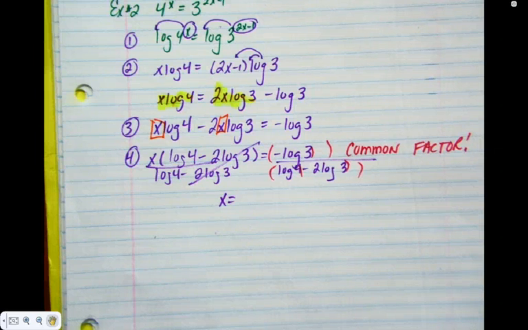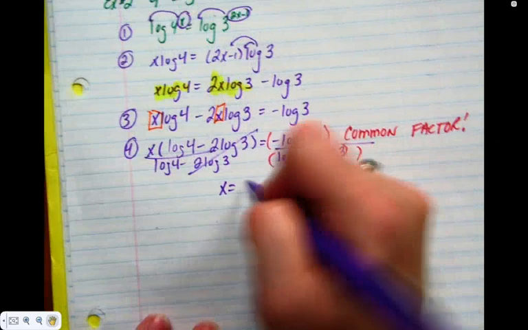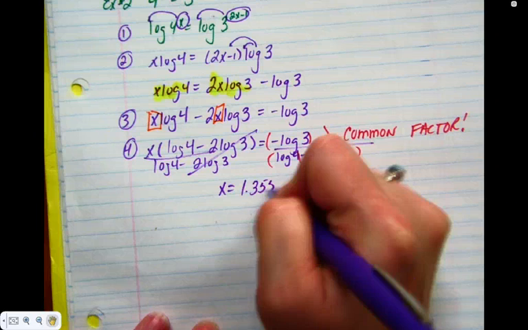So on the top, we need a negative log 3. And on the bottom, we need a log 4 minus 2 log 3. This is the hardest part, is getting it into your calculator. 1.1355. There's our answer.